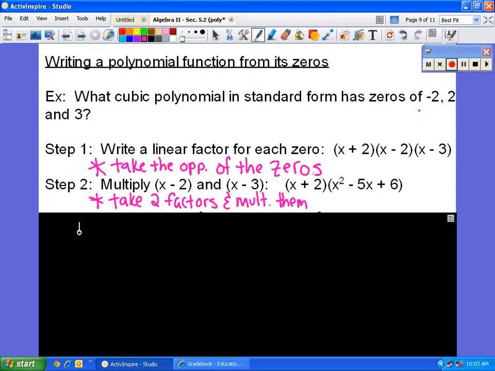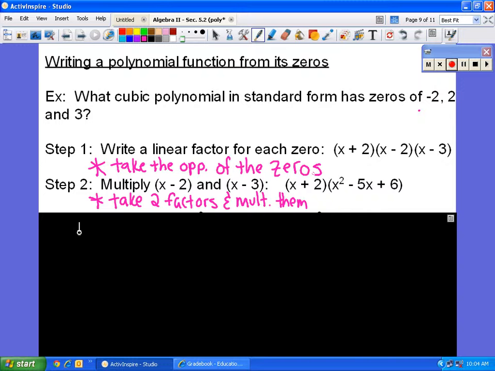I want to point out that you're not always going to get a trinomial. Sometimes you don't get a binomial and a trinomial, you get two binomials. So don't automatically assume that your answer is always going to be a binomial and a trinomial. It really just depends on what the factors are. As a matter of fact, if I multiplied x plus 2 and x minus 2 together, I would get a binomial.